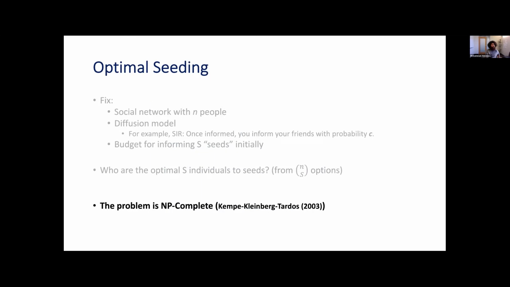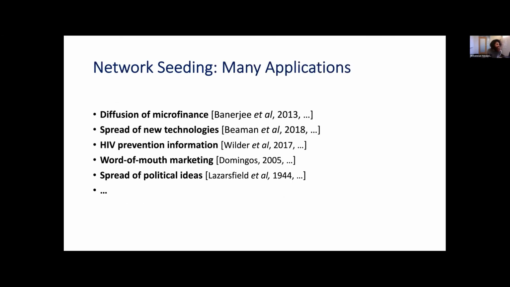And in fact, Kempe, Kleinberg, and Tardos wrote this paper in 2003, which is now the most influential paper in networks written since 2000, where they proved this problem is NP-complete. There have been a lot of applications of this. I'm not going to spend a lot of time, but the most important one for economists is the diffusion of microfinance, diffusion of agricultural technologies, and the development economics applications of this problem.